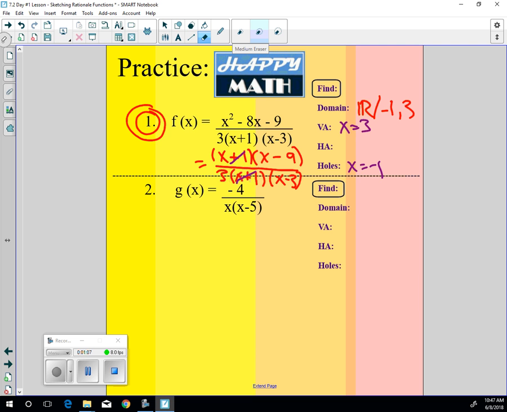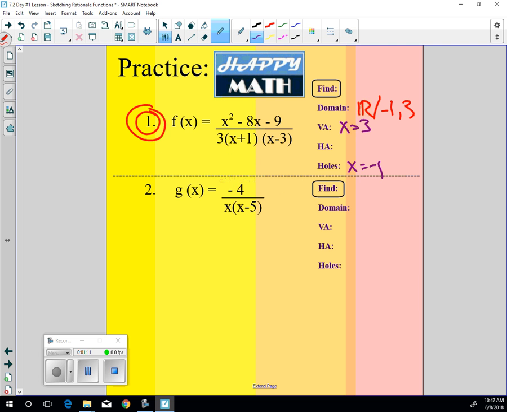All right, so with those canceled out, you're going to get x minus 9 over 3 times x minus 3. So we are going to have a vertical asymptote at x equal to 3.